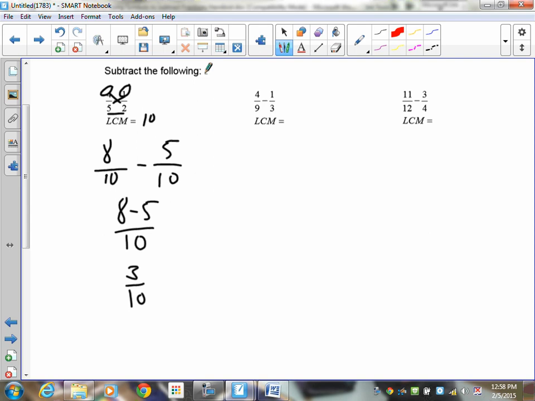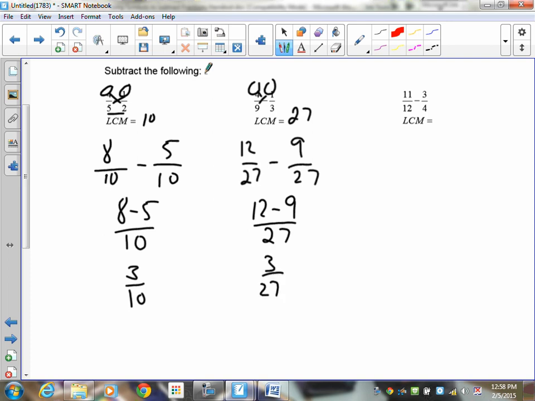Okay, common denominator is going to be 27. That's 9 times 3. So we have 27 and 27. So 4 times 3 is 12. 1 times 9 is 9. So 12 take away 9, all over 27. 12 take away 9 is 3. So 3/27s can be reduced. 3/27, you can divide both of these by 3, and that gives you 1/9.